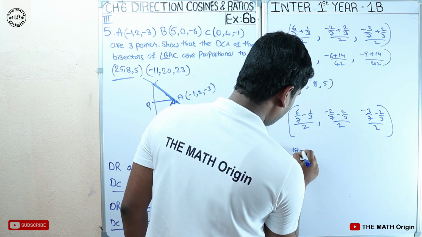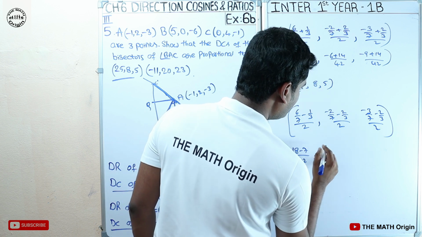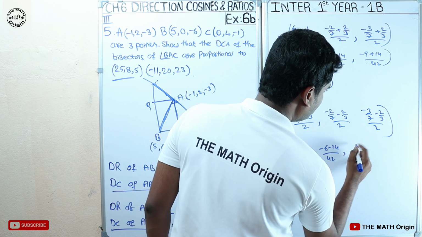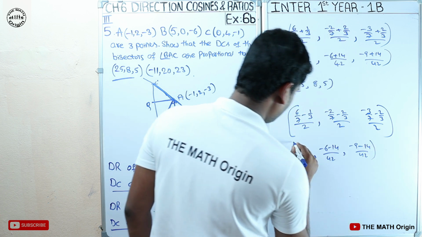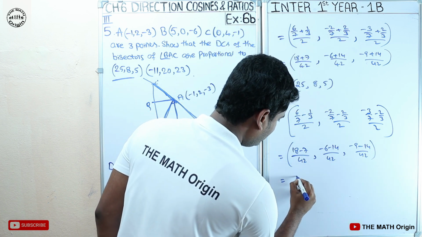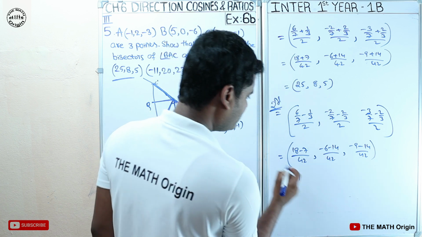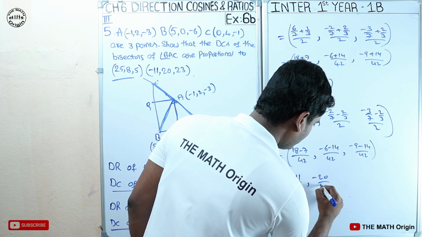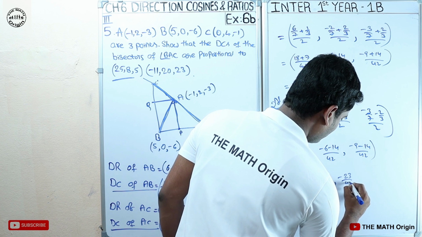6 3s are 18 minus 7, by 7 3s are 21, 2s are 42. Next, minus 6 minus 14 by 42. Next, minus 9 minus 14 by 42. From this, the value is 18 minus 7, which is 11, by 42. Next, minus 20 by 42. Next, minus 23 by 42.